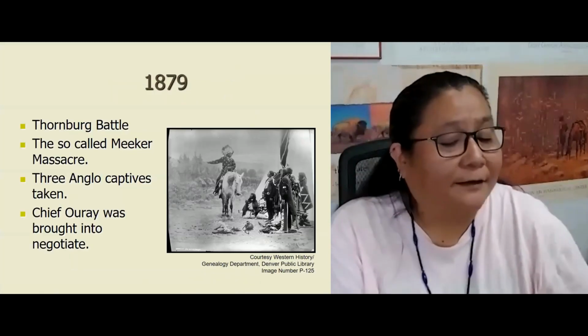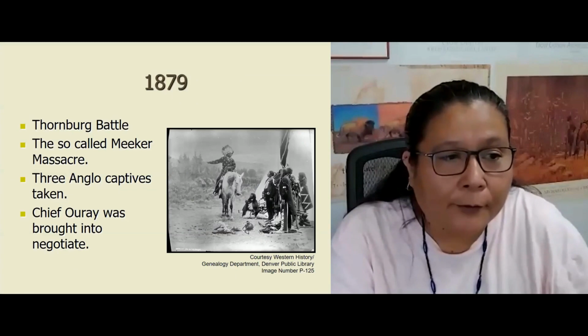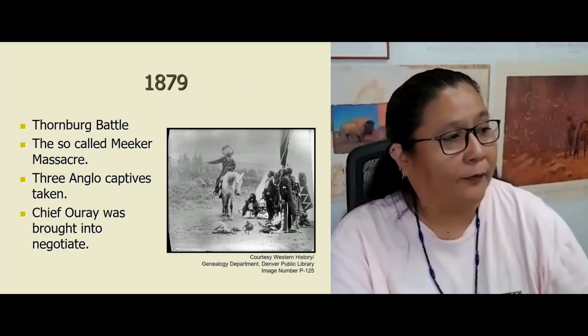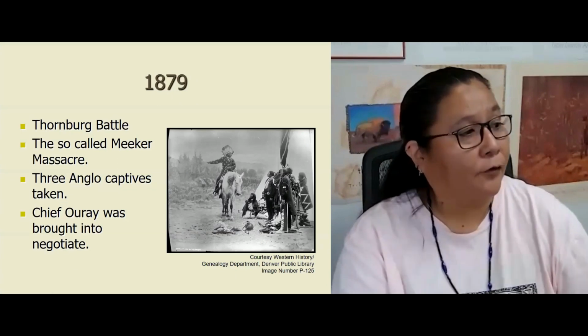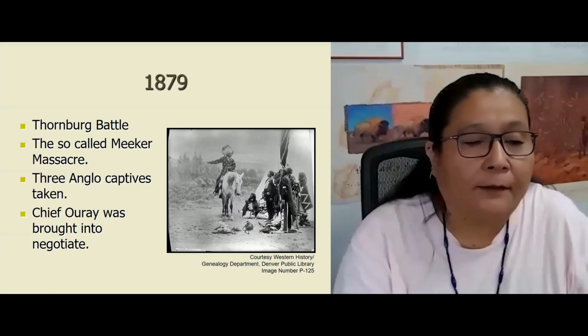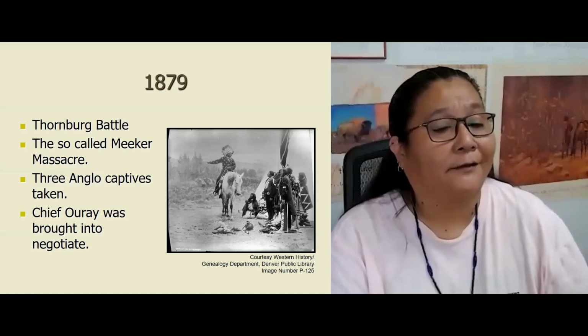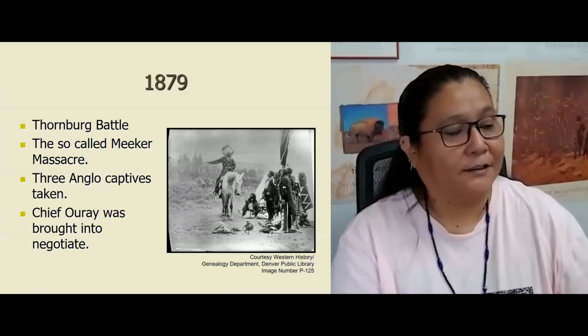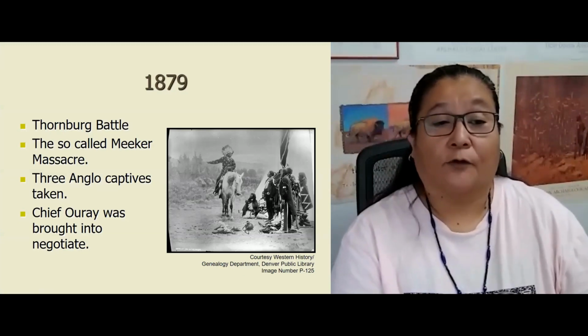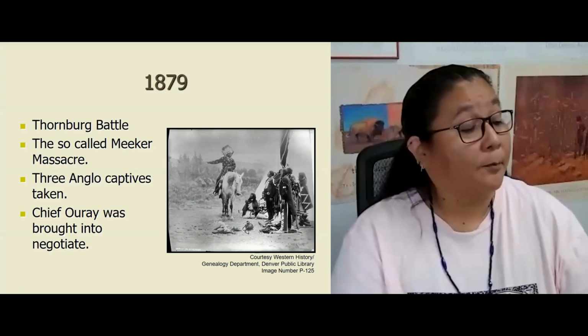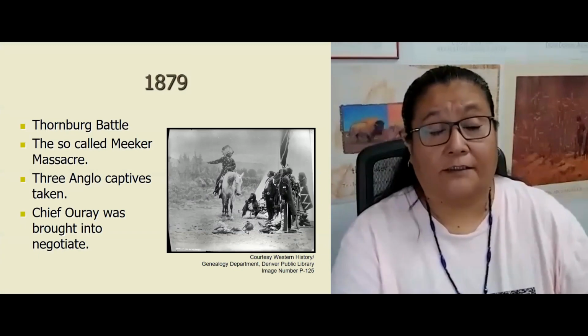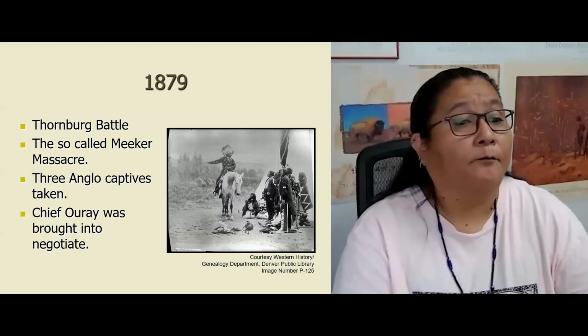So 1879, if you are from Colorado, people call this the Meeker Massacre. And then there's Thornburg. General Thornburg is coming from Wyoming. He's hearing that the Utes are creating this uprising. Utes are saying, don't come into Ute country, because if you do, there's going to be a battle. The Thornburg battle is also known as the Milk Creek battle.